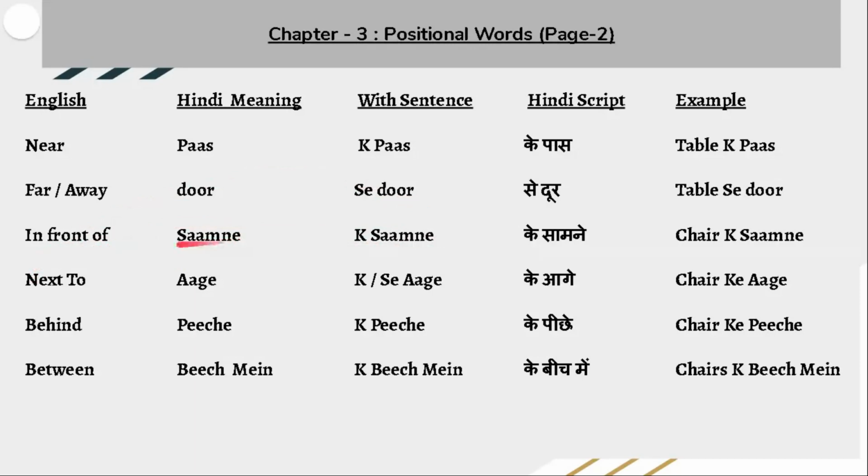For opposite also the same word will be used, सामने. के सामने. Next is next to. Next to is called आगे. For this, in the format sentence, we can use either के और से. के आगे और से आगे. Example, chair के आगे, shop के आगे means next to the shop, next to the chair, next to the table. So table के आगे और table से आगे. It doesn't matter, but I would suggest you use के आगे.